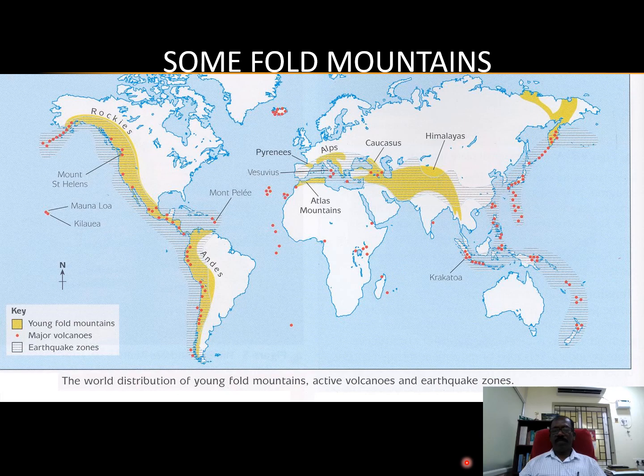Here you can see some of the young fold mountains and where they are present. See, the Rockies in North America, Andes in South America, Atlas Mountains in Africa, Alps in Europe, Caucasus Mountains between the Black Sea and the Caspian Sea, Himalayan Mountains in Asia. So these are the major young fold mountains.